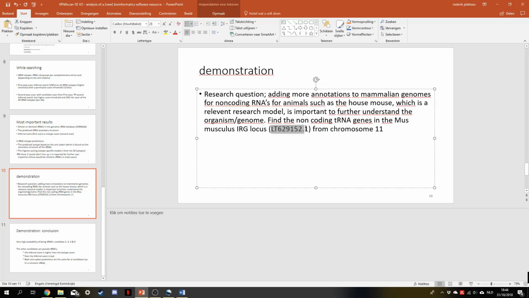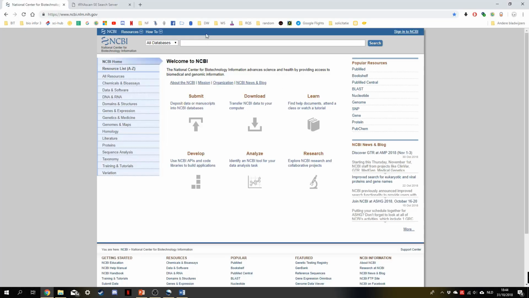So now I will use this accession number to find the locus.